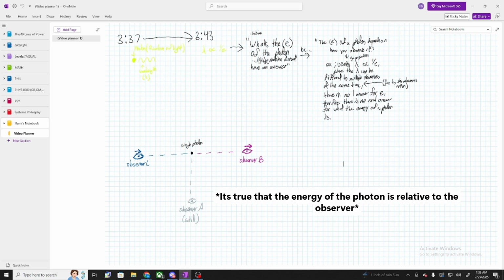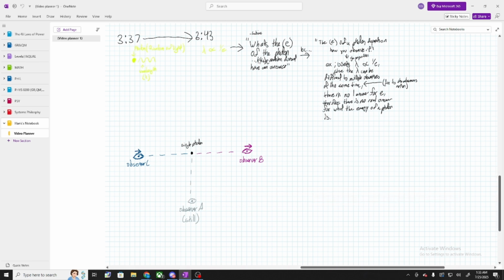I mean, depending on if you're moving towards it or away from it, the energy you will observe will be different than the energy somebody else moving in a different way will observe. But that doesn't mean the energy of the photon itself doesn't exist, or there's not an answer for it. I mean, it does, right?